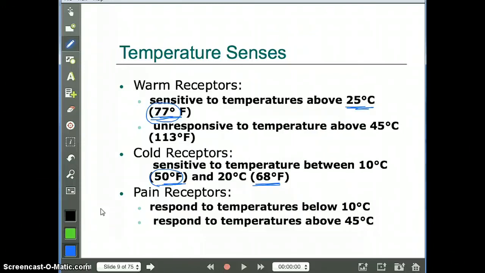So you can go ahead and start working on the very first lab. The lab that you're going to be working on is Lab 31 on receptors and the somatic senses.